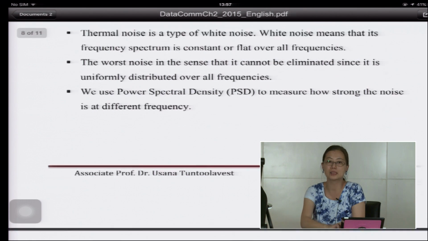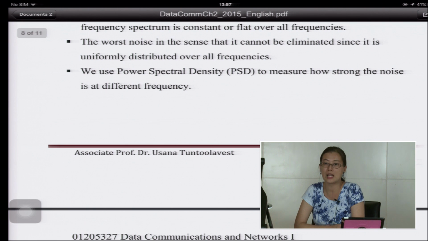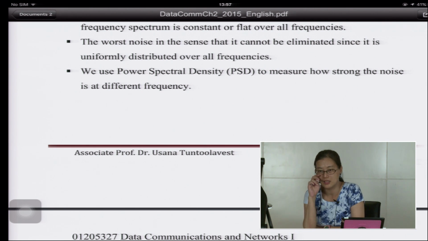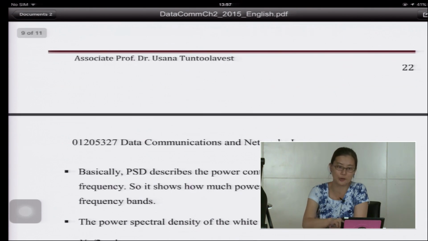And we use the power spectral density, or PSD, to measure how strong the noise is at different frequencies. Anyway, this one is easy to calculate. It's the worst noise in terms of the fact that we cannot avoid it. We cannot eliminate it, but it's good in terms of calculation. It's very easy to calculate.